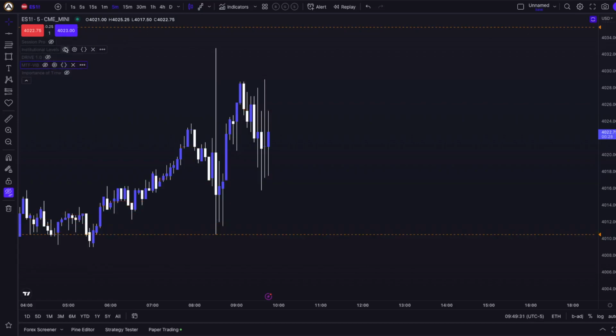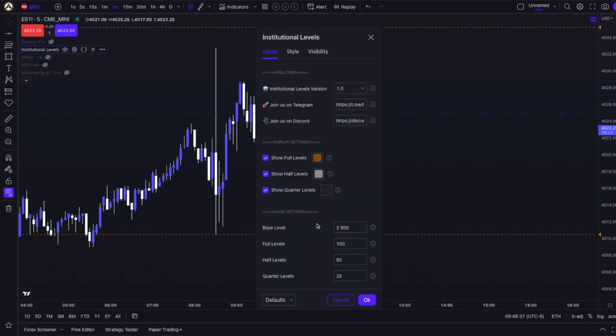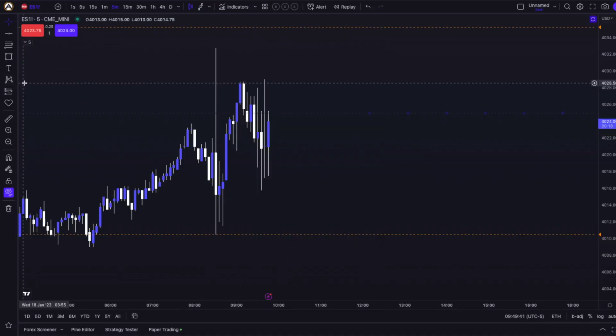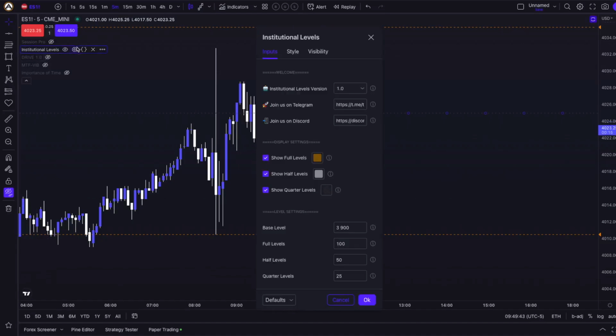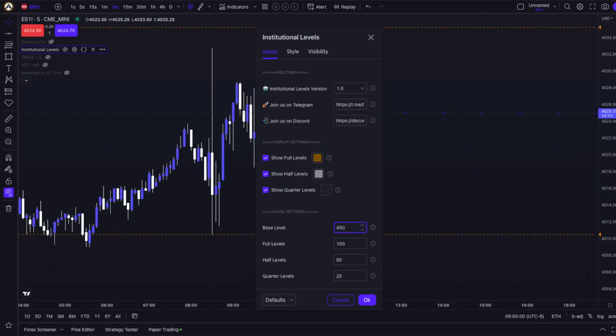We also have the institutional levels indicator right here. Once you plot it onto your chart, it's not going to show anything. On the S&P 500 chart, you have to select a major key level, most of the time the closest level. So for example, right now we're at 40.25 on the S&P 500. If we round down to the next double or triple zero level, we would have to type in 4,000 here.